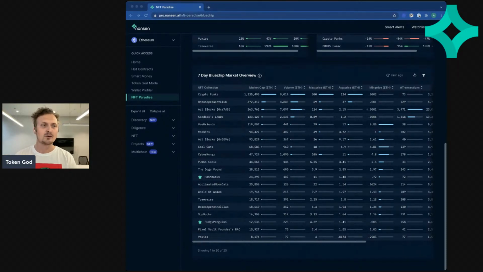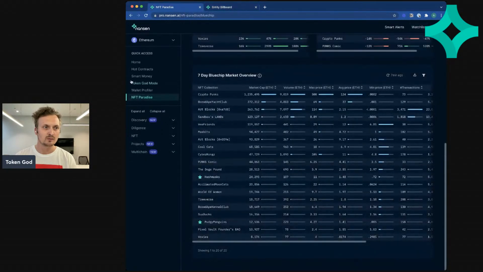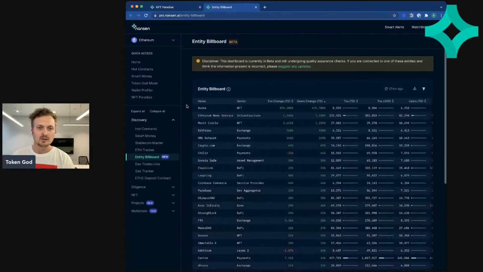A few other things that I wanted to go through here. So we also have this entity Billboard, which you can find by simply going to discovering an entity Billboard. This is pretty cool, actually, because it ranks entities, and an entity here is basically anything that can be described as a real world entity, which may or may not have multiple different addresses. So most of the stats we compile in Nansen are address level, right? But here we're talking about entities that could have multiple addresses.